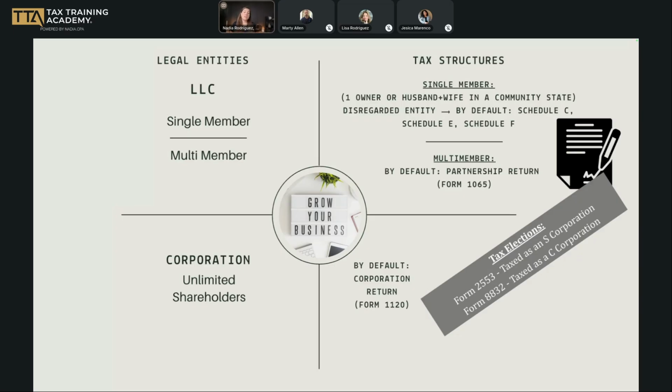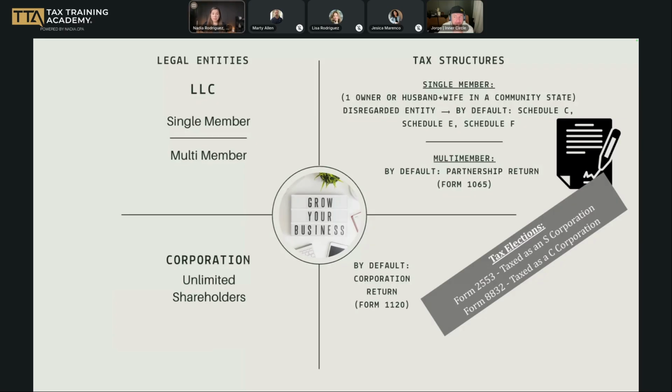Now we know that the 8832, that's a two-step process for those partnerships, the ones that are by default a partnership. They have to first do the 8832 to elect to be a C corp, and then shortly right after the 2553 to become an S corporation.